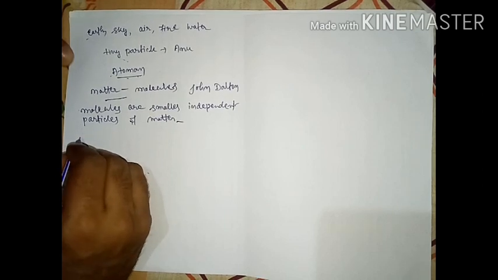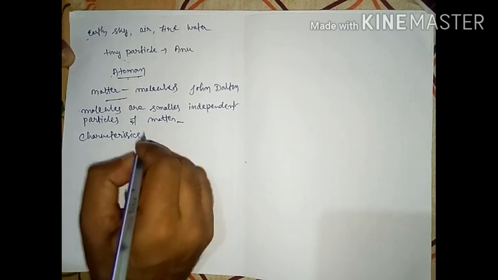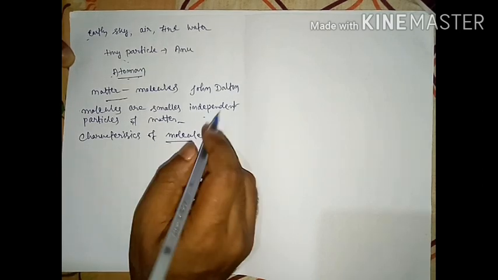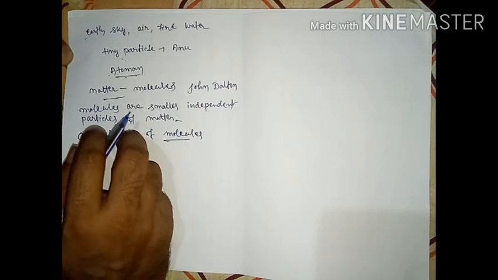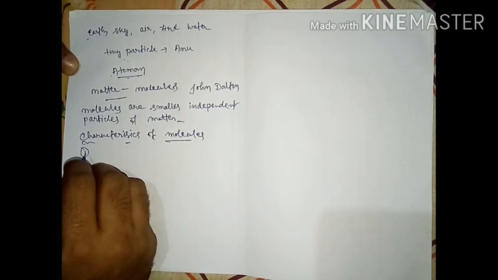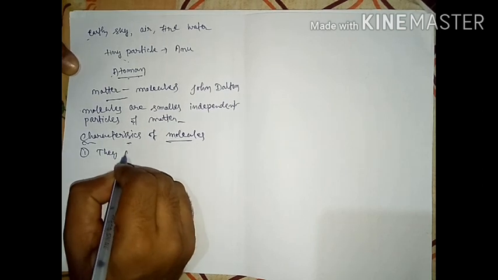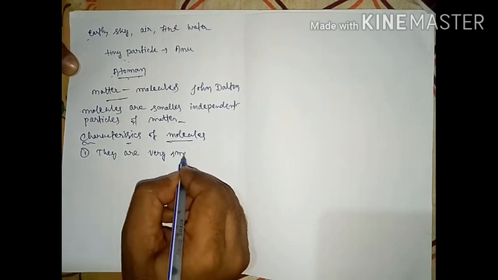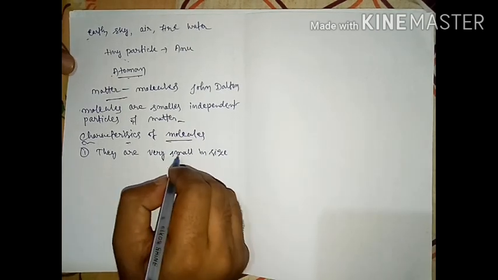Now, characteristics of molecules. I hope you are clear about molecules. So now we are going to find out what the characteristics of molecules are. The first characteristic, students: they are very small in size and cannot be seen even under a microscope.